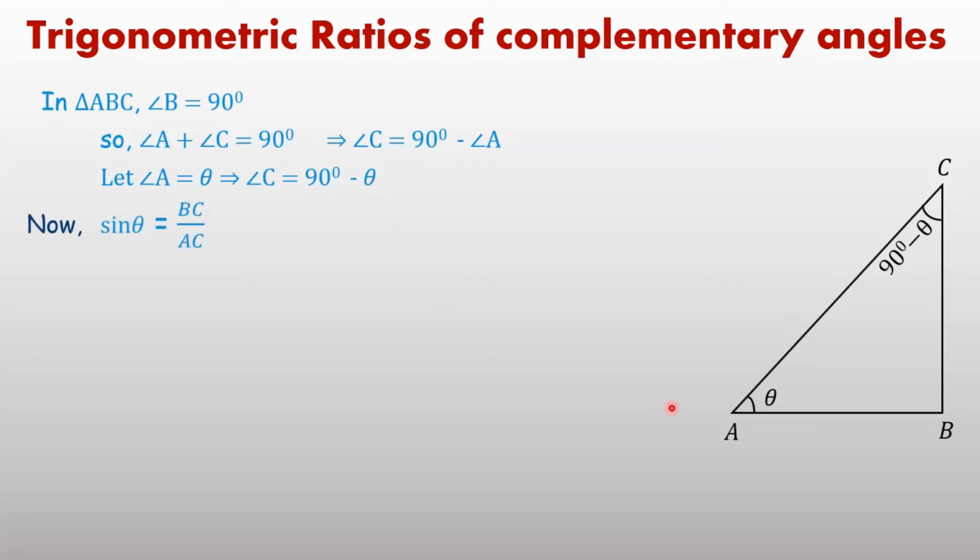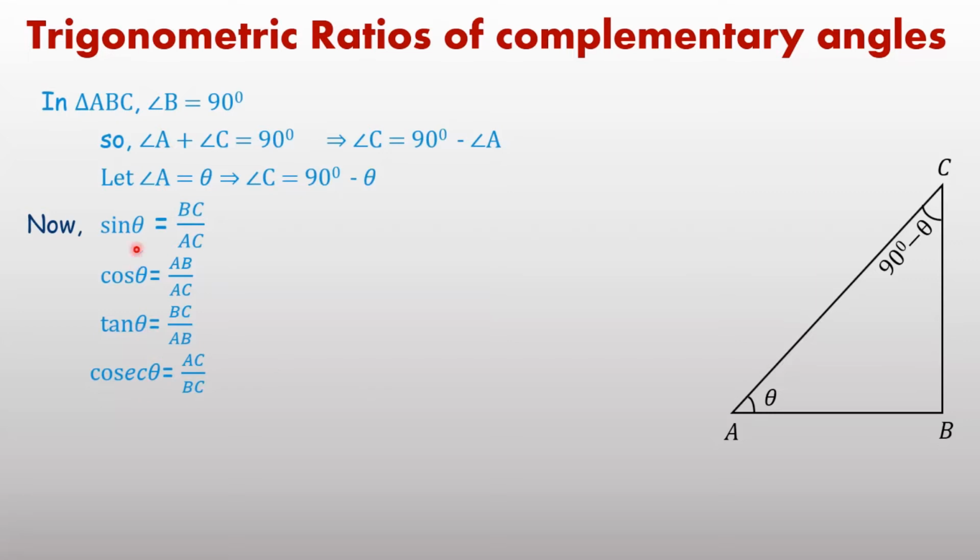Now, the value of sin theta. Sin theta represents the ratio of perpendicular and hypotenuse in a right angle triangle. For theta degree, perpendicular is BC, so BC upon AC. Cos theta is the ratio of base and hypotenuse, therefore cos theta equals AB upon AC. Tan theta equals perpendicular upon base, therefore it is equal to BC upon AB.